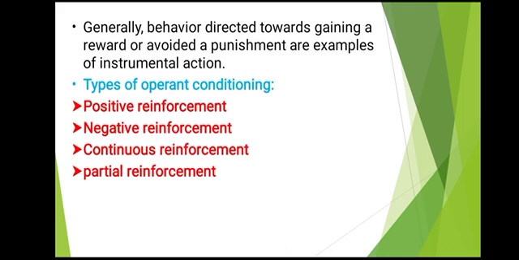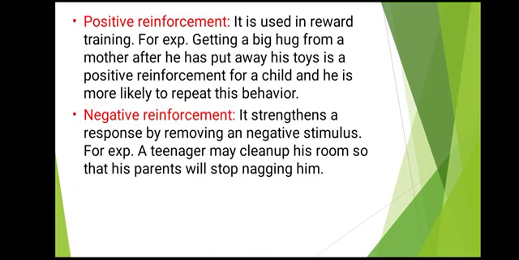And B.F. Skinner used four types of reinforcement in his experiment: positive reinforcement, negative reinforcement, continuous reinforcement, and partial reinforcement. Positive reinforcement is used in reward training. For example, getting a big hug from a mother after the child has put away his toys is positive reinforcement. In the same experiment, when the rat was pressing the lever and getting food as a reward, that is an example of positive reinforcement.